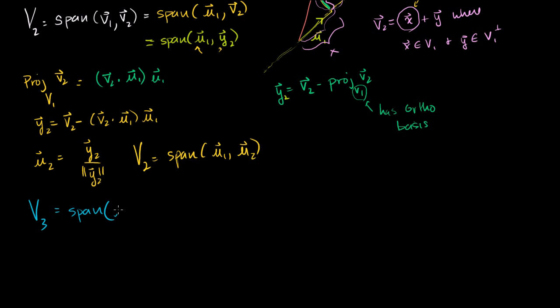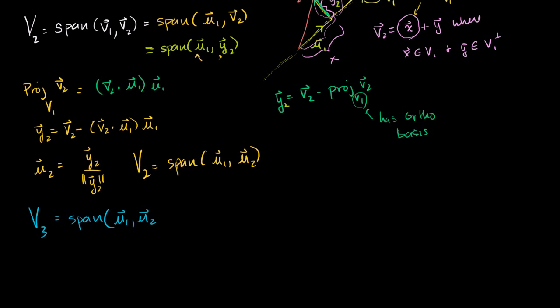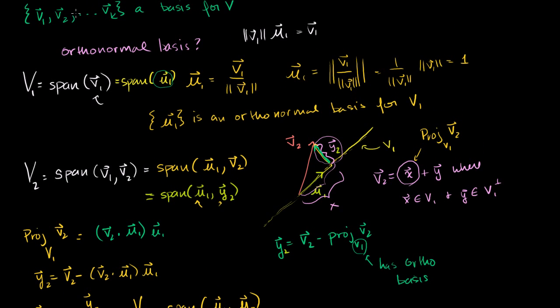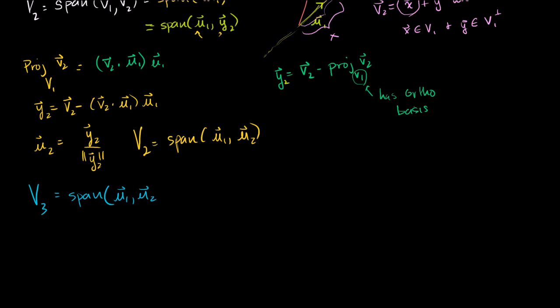of these guys, u1, u2, and then in our original basis, v3. I didn't write it there, but there's a v3 there. So in our original non-orthonormal basis, we have v3. Now what is this going to look like, or how can we turn this into an orthonormal basis?